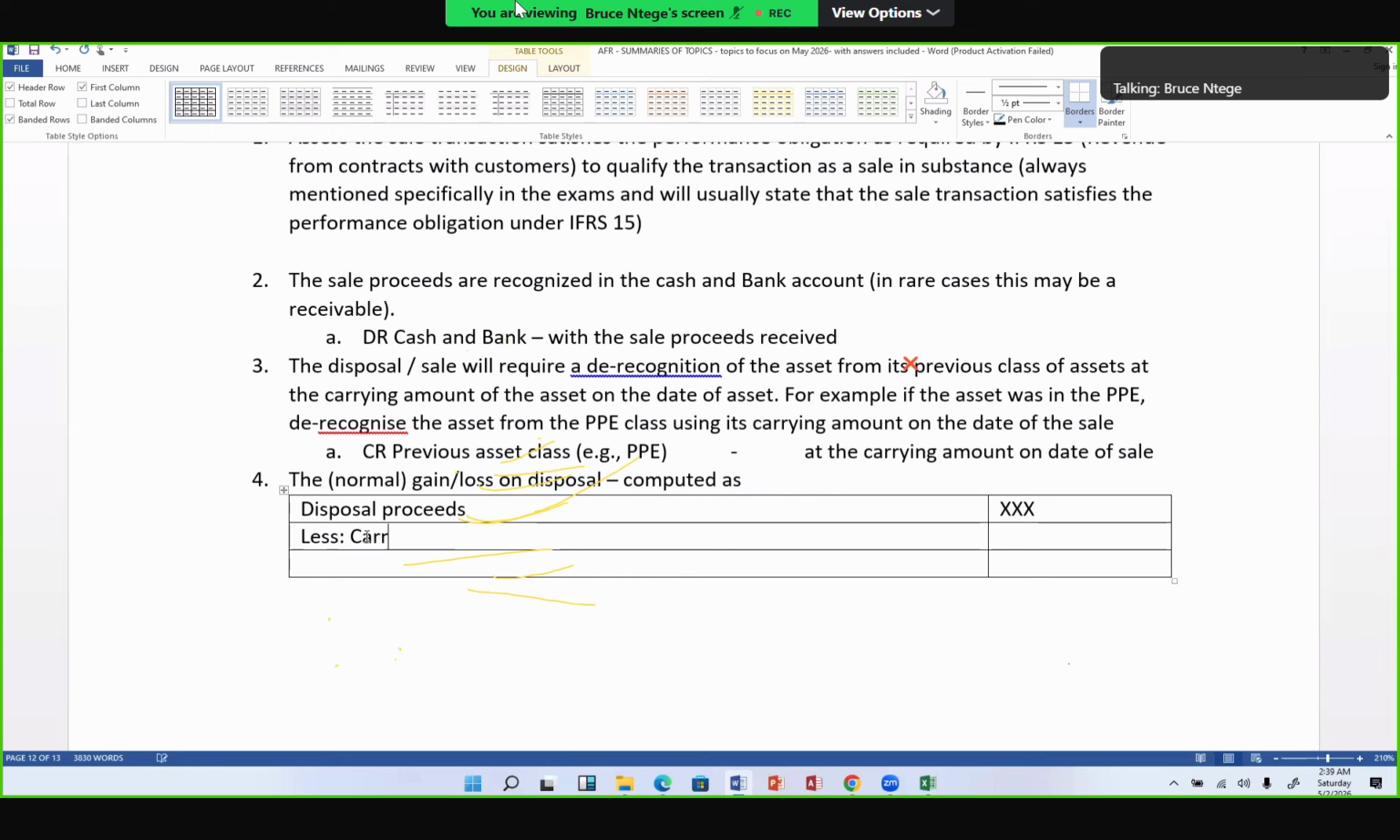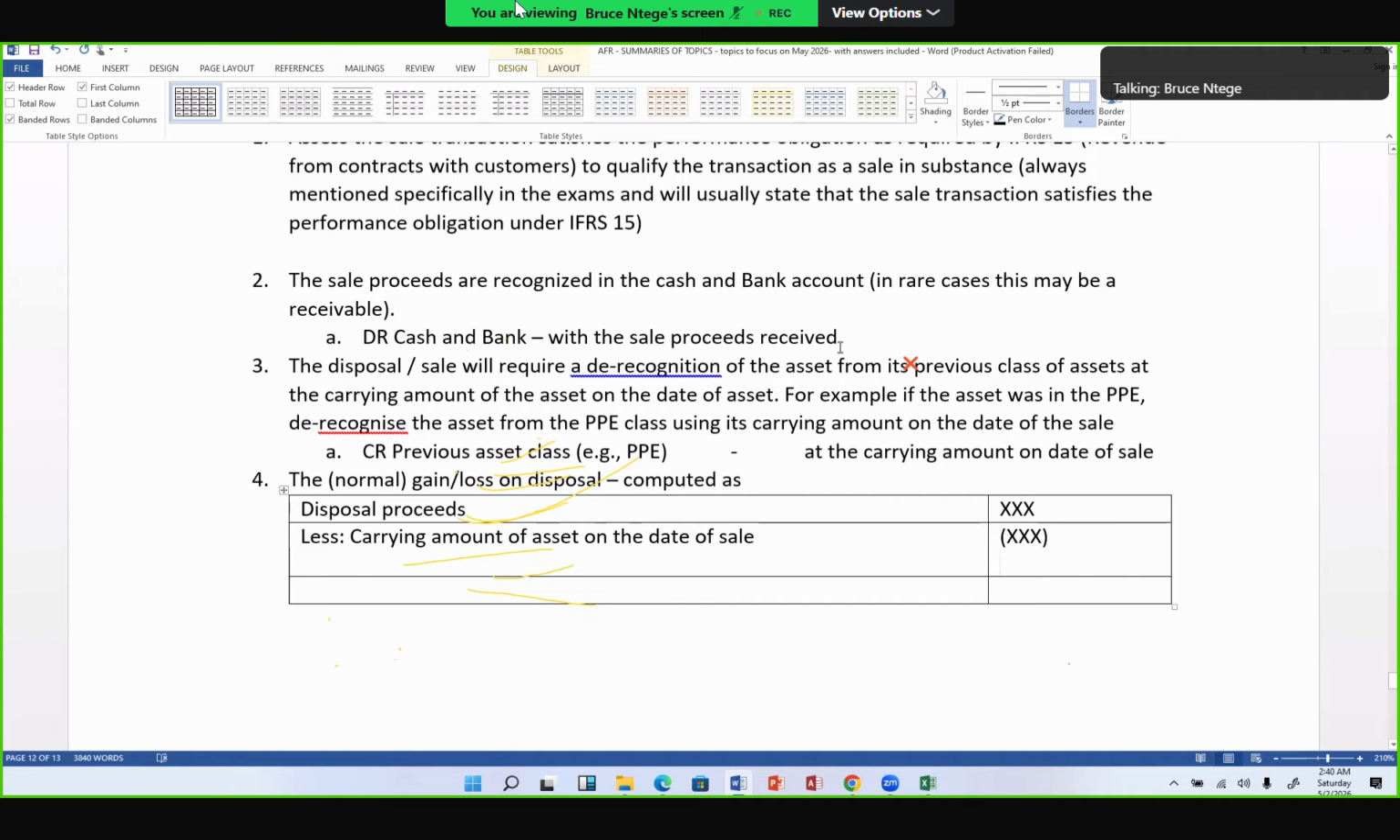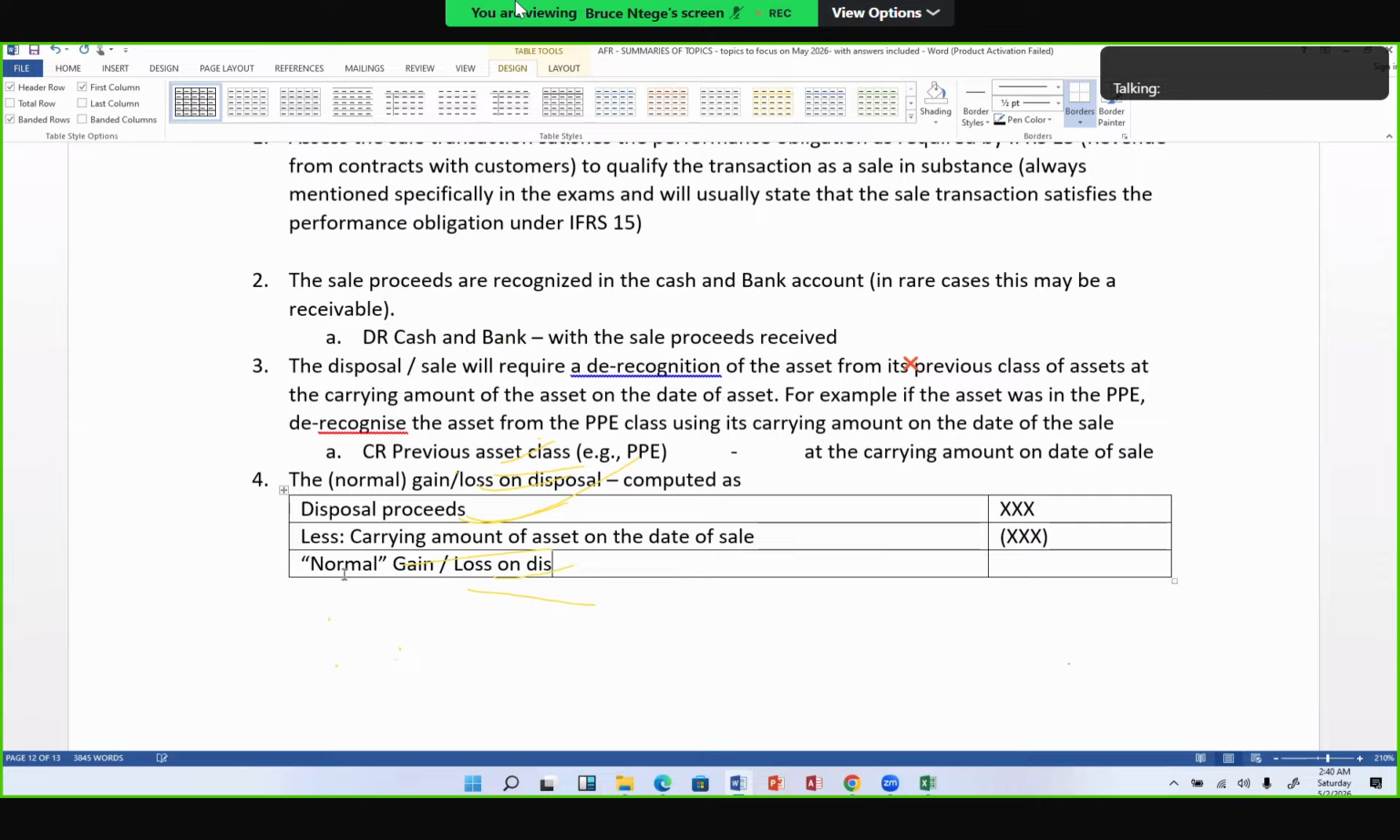Yes, the carrying amount of this asset on the date of sale. So that will give you the normal gain or loss on sale. I'm calling it normal because I'm going to change it to something special or different.